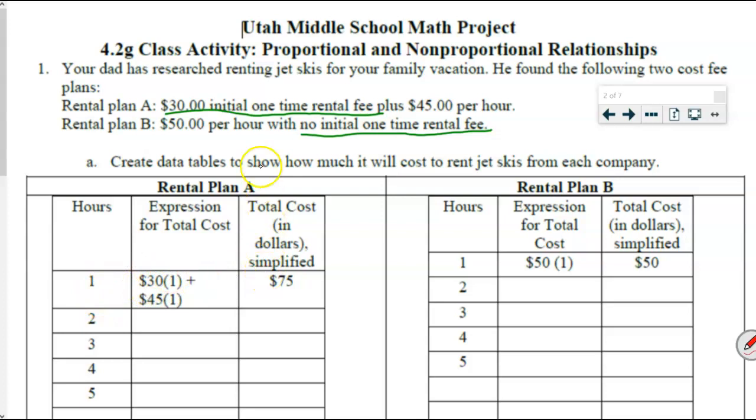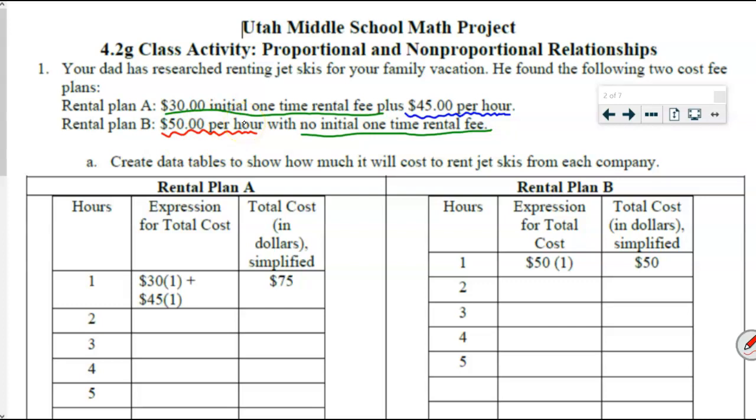So $30 one-time initial rental fee, and plan B is no initial fee. We don't have to pay anything there. So now let's compare the other parts. And I mentioned to students in class that I'm going to be color coding. So here it says plus $45 per hour, and rental plan B says $50 per hour. So if I'm just comparing hours to hours, this is $45 per hour, this is $50 per hour, which one seems cheaper?